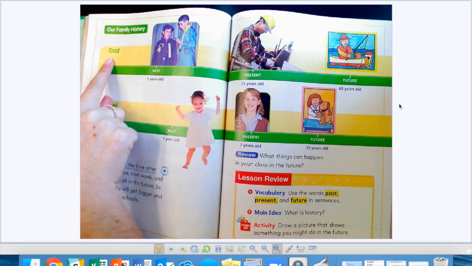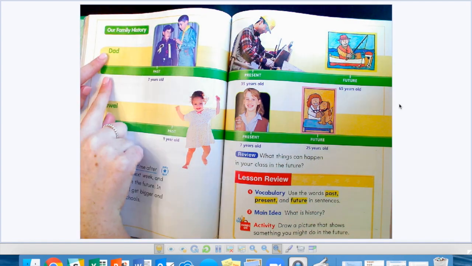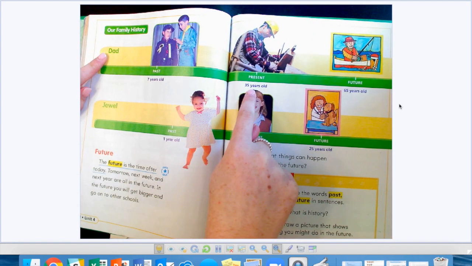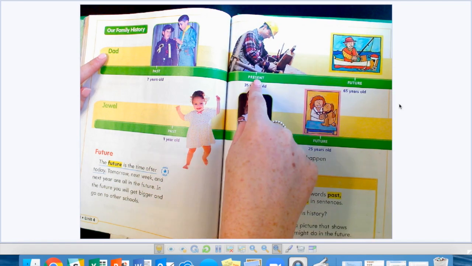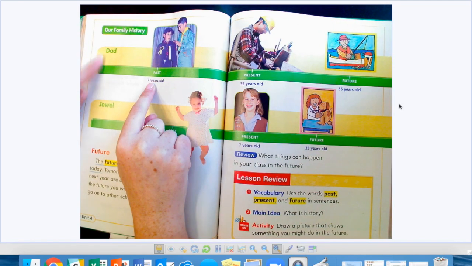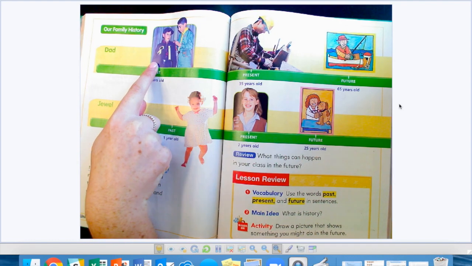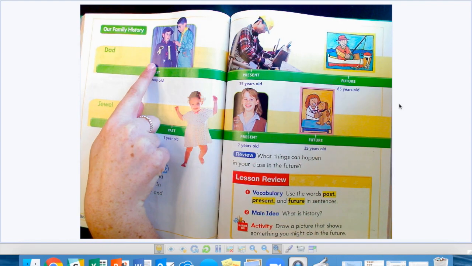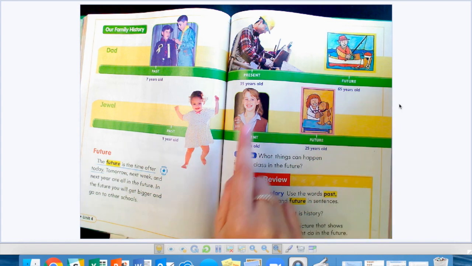Here's an example of the family history. This is Dad. Right now, he is a construction worker and he's 35 years old. So this is the present. In the past, he was 7 years old. He was younger, and it looks like he was earning a badge, or maybe he was a Boy Scout. And in the future, it looks like he wants to be retired and go fishing.